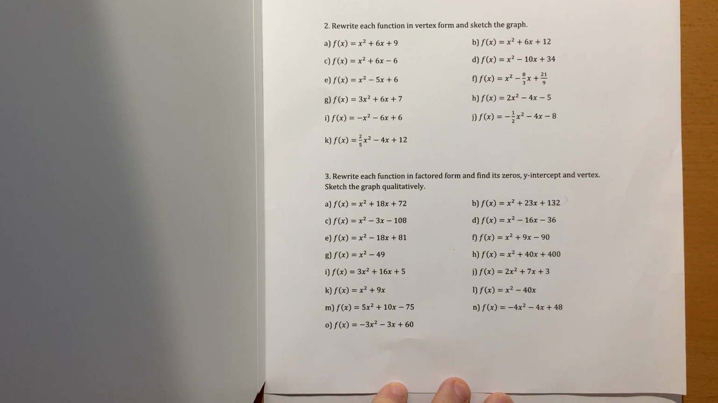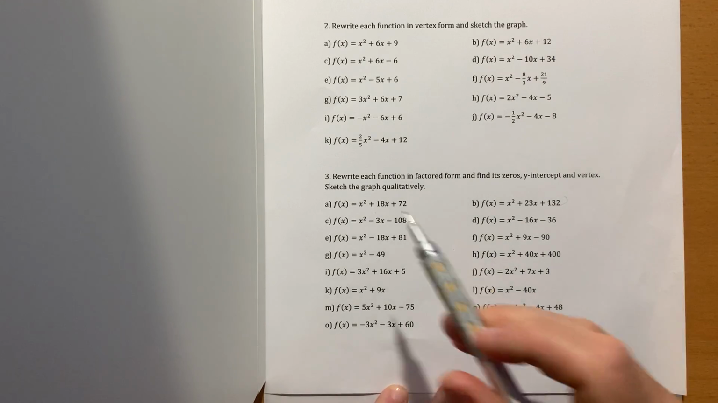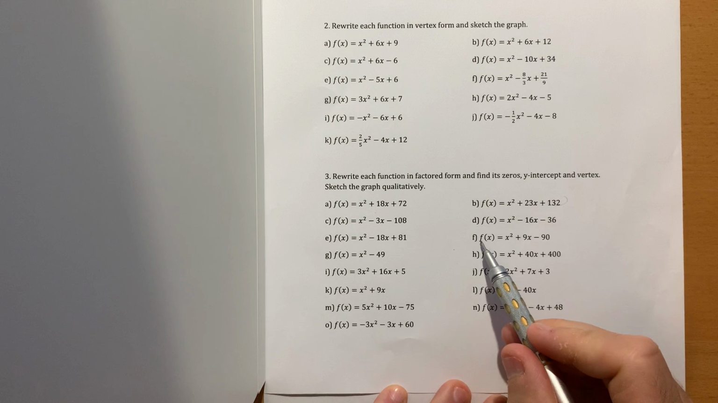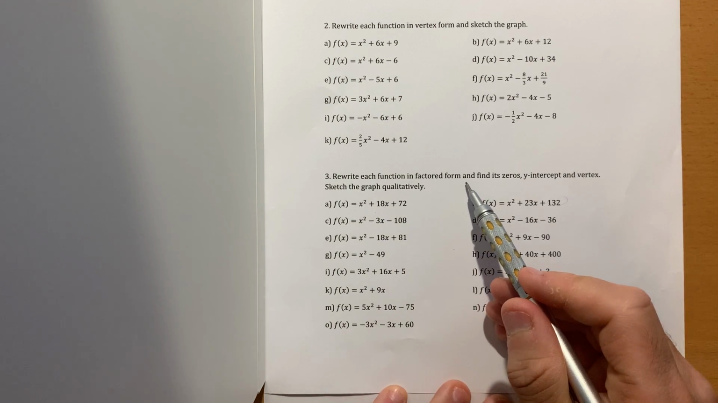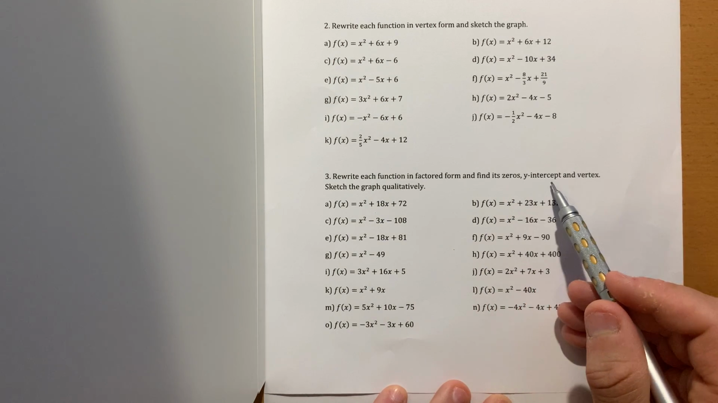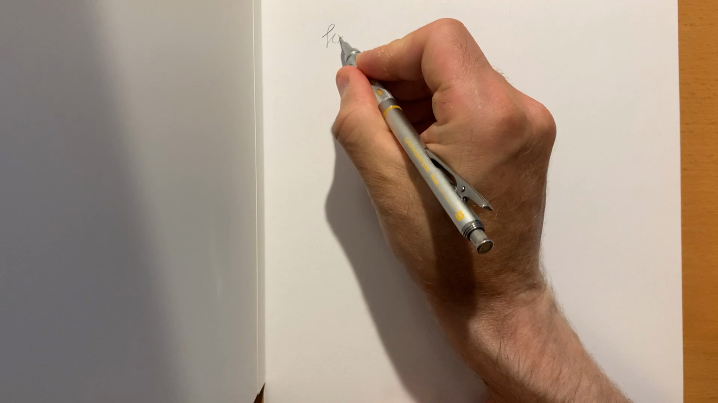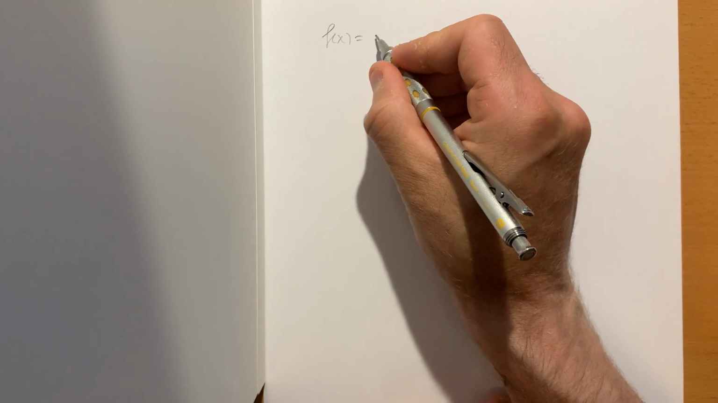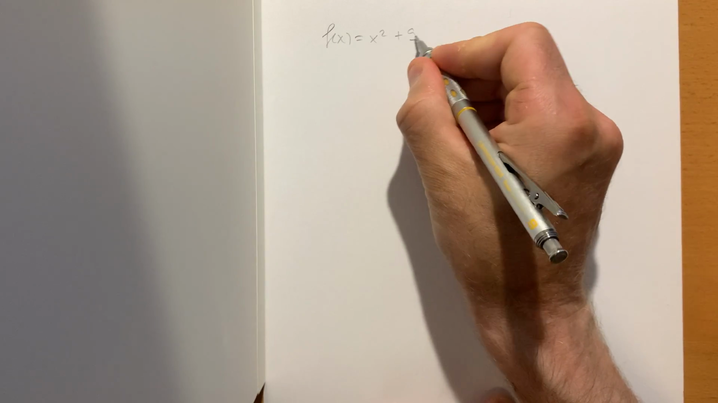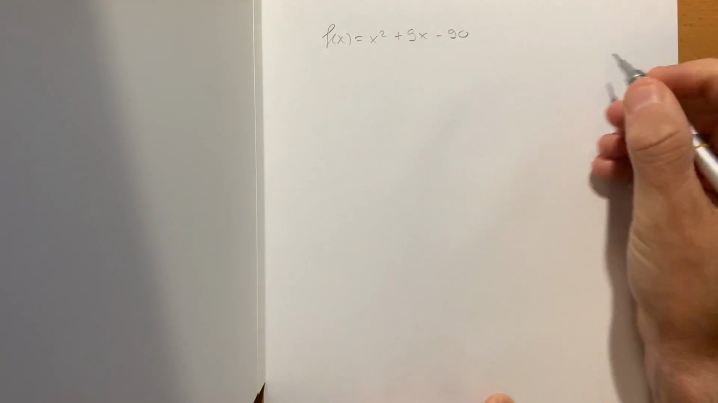Hi, I'm Mr. Huber, and in this video we're going to look at problem 3f. Rewrite each function in factored form and find its zeros, y-intercept and vertex. Sketch the graph qualitatively. Well, f of x is equal to x squared plus 9x minus 90.